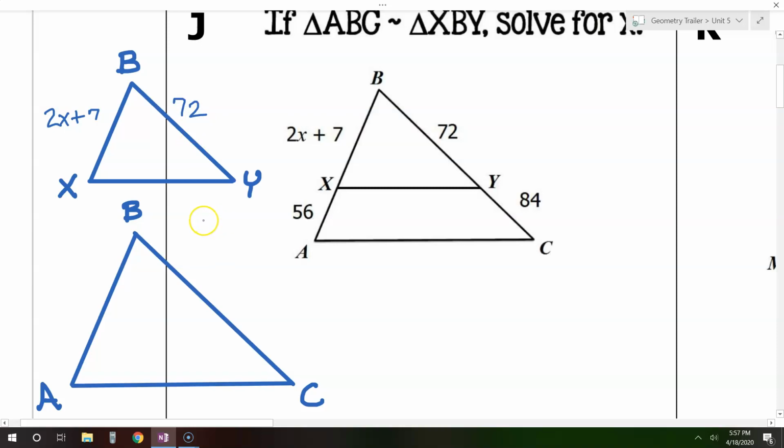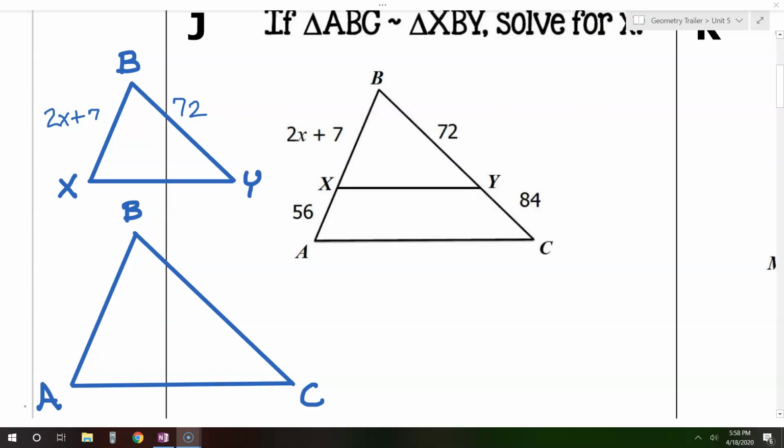Now, you know what? Okay, there's nothing wrong with what I'm doing, but I just realized that this is a case where we could do the side-splitter theorem. So I'm just going to continue with this, but then at the end I'm going to show you how, in this particular case, it would have been a little bit quicker to do the side-splitter.